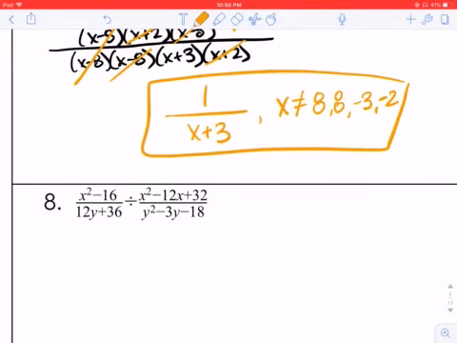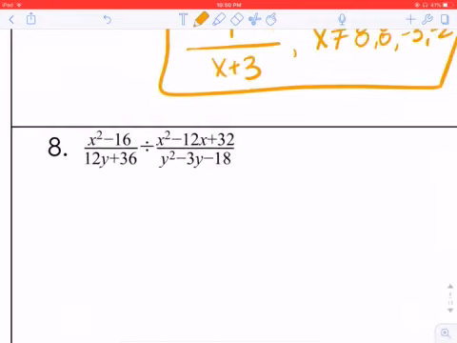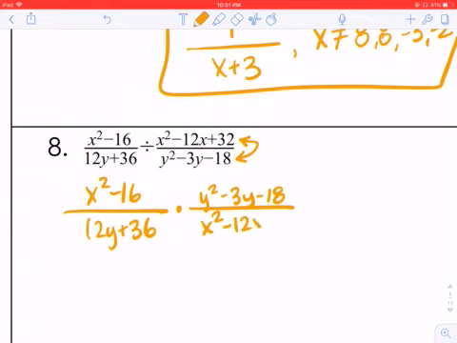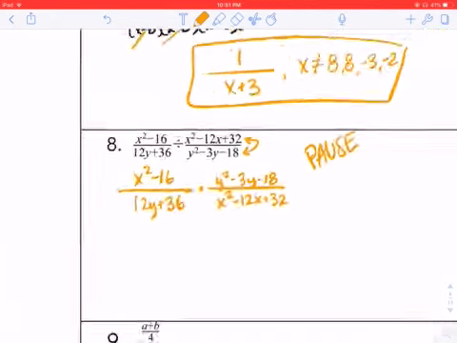Don't forget to flip your fraction. So your fraction is going to start with your same one here, 12y plus 36. We have times, and I'm going to flip top and bottom here. So I have y squared minus 3y minus 18, x squared minus 12x plus 32. No changes of signs or anything, it's just flipping it over. Go ahead and pause your video, try this problem on your own. I'll be back in just a sec.